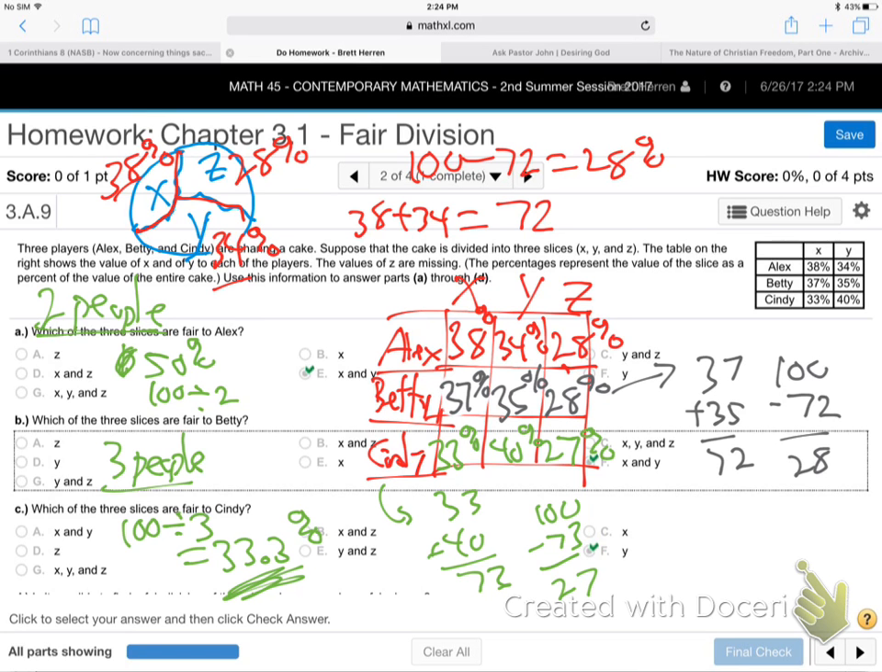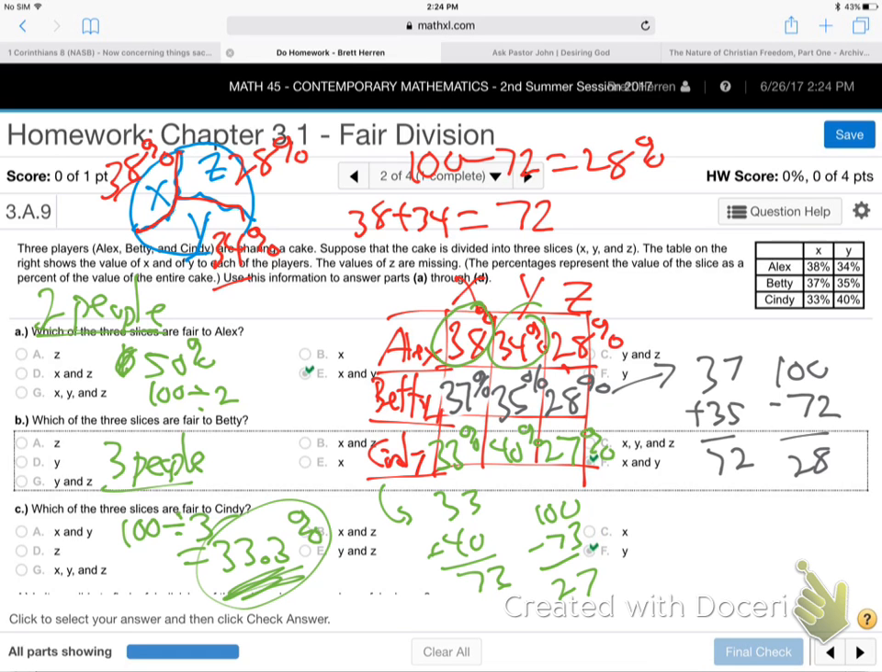So basically you want to look at these, and I'm going to circle all the ones that are 33.3, or more, because those would be considered a fair share to those people. So here we go. 38, that's more than 33.3. 34, that's good. 28, no. So if you gave Alex piece Z, he would say, I wasn't treated fair. According to my value system, Z, to me, is not a fair share.